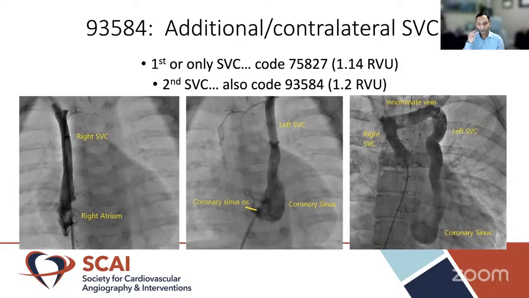And for all the coders on the webinar here, those left-sided SVCs can come in various anatomies. As shown in this series of pictures here, there is in the middle a left-sided SVC that connects to the coronary sinus. In another patient here, there is a left-sided SVC in addition to the right-sided SVC and a large bridging vein that connects to the coronary sinus. Regardless, whenever there is an additional SVC, we are now able to use 93584.